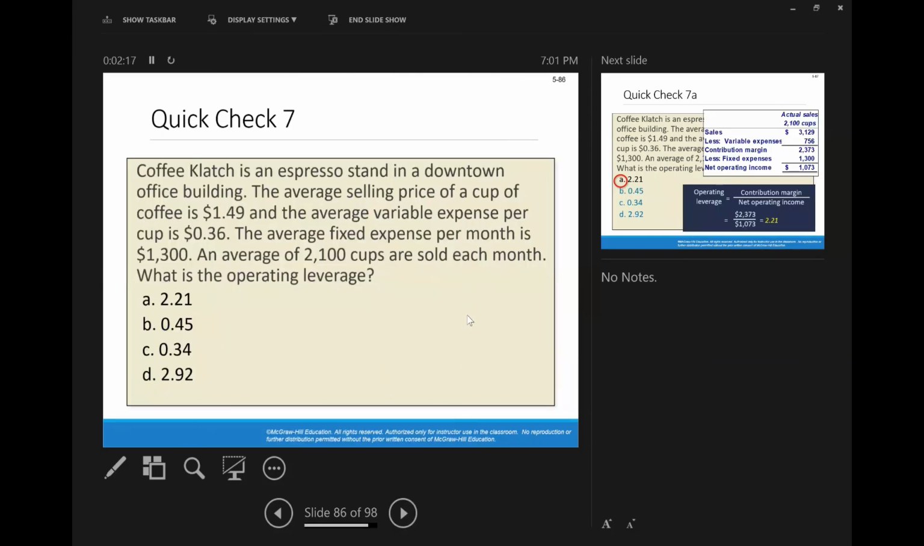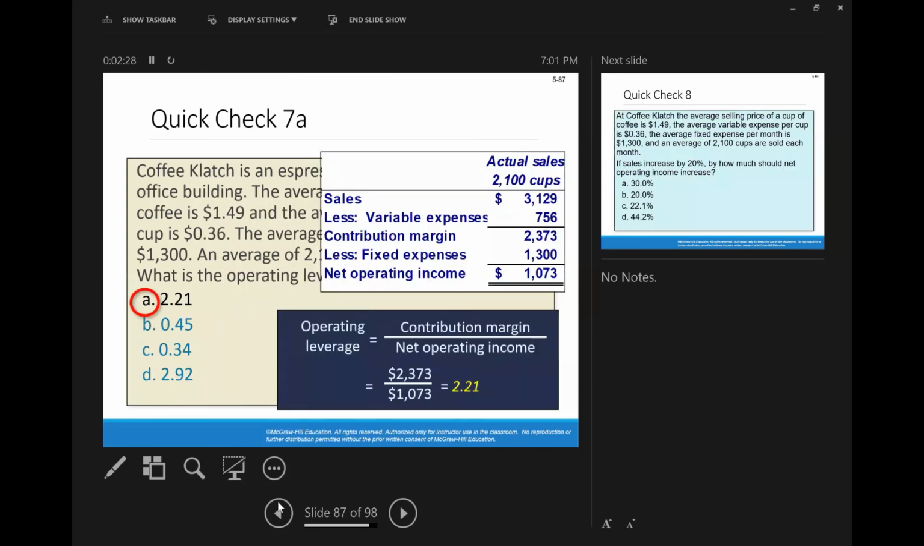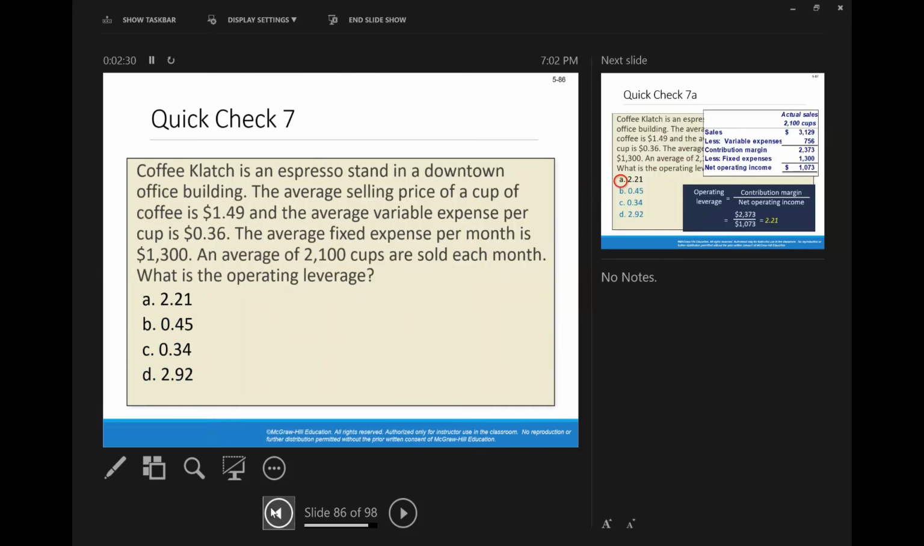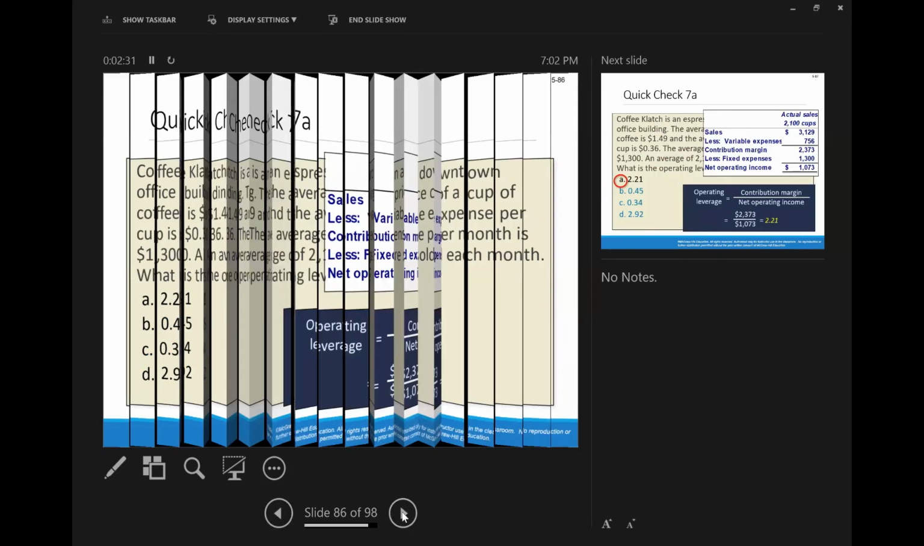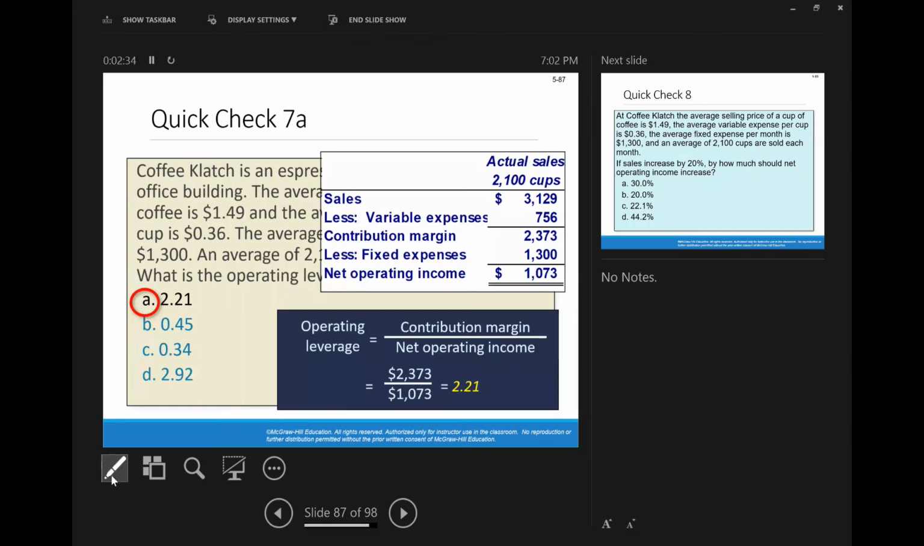Okay, so we're back to the coffee shop. They want to know, what is the operating leverage? Oops, we already saw the answer. I was going to write it out. I forgot to put my little pen.